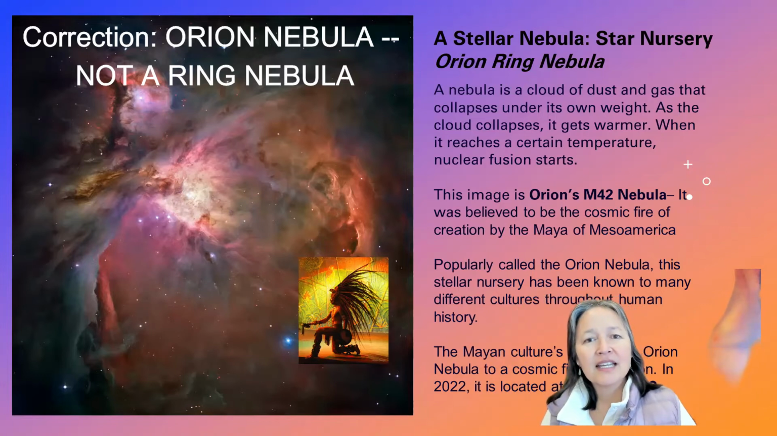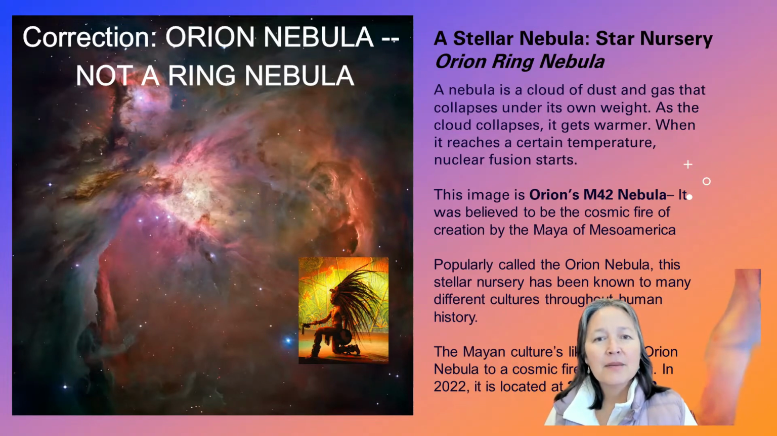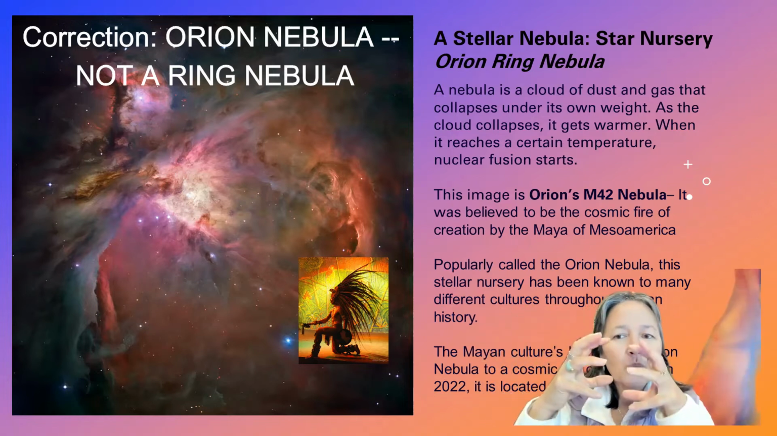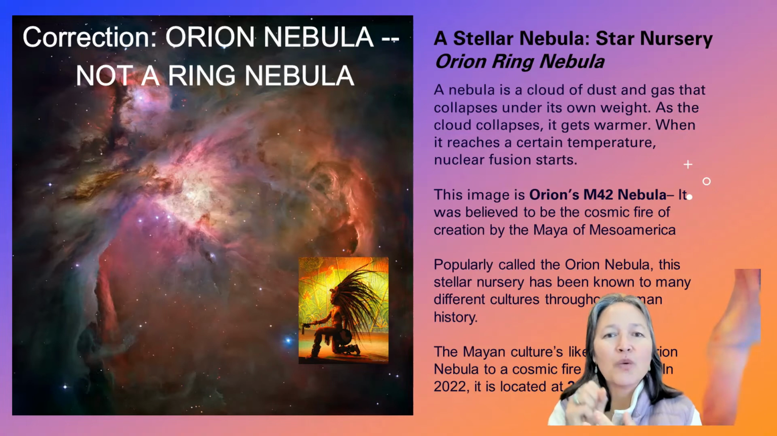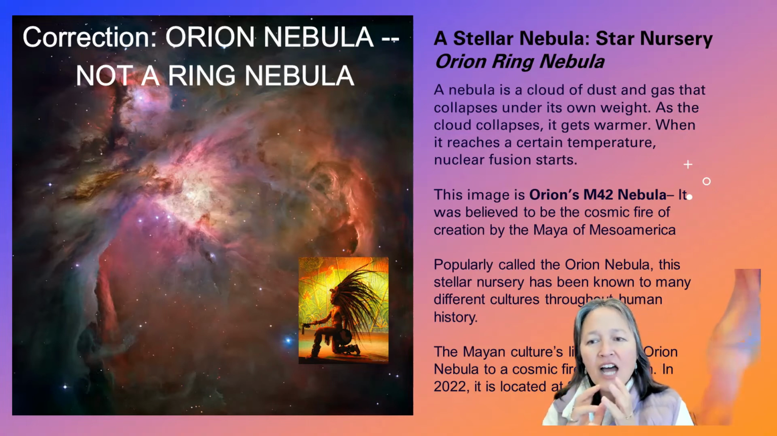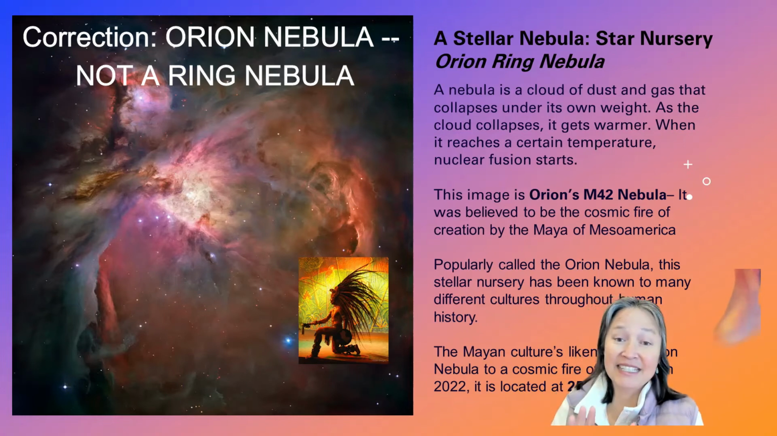So a nebula, again, is a cloud of dust and gas. But here it is. It collapses under its own weight, right? And so as it collapses, it does get warmer. So hot. And so here's the part of science that I'm just going to go science light. When it reaches a certain temperature, there's nuclear fusion starting. And that's as light as I'm going to get.